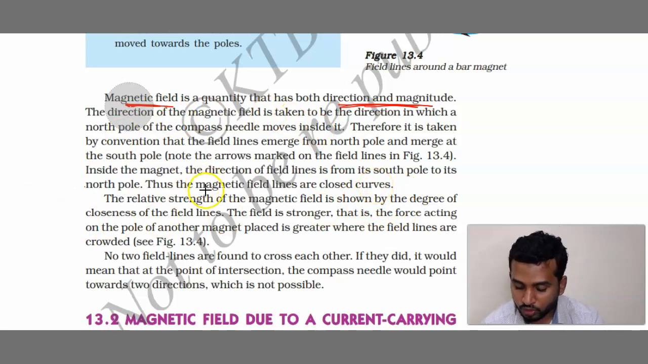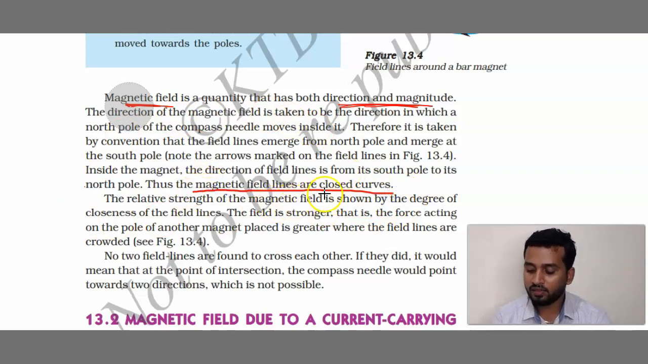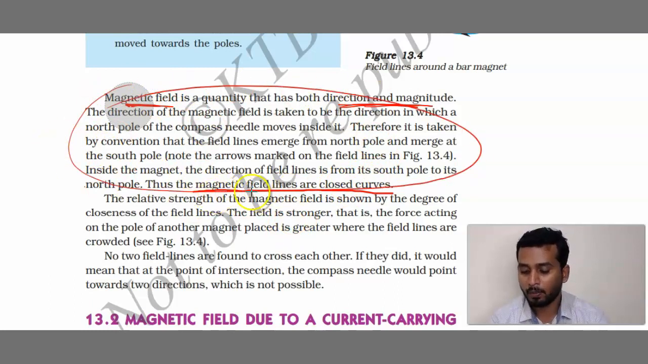But here is one question you can expect: magnetic field lines are closed curves. How? How can you say that magnetic field lines are closed curves? You have to give the reason. For this question you need to study this paragraph. Magnetic field lines are closed curves. How?